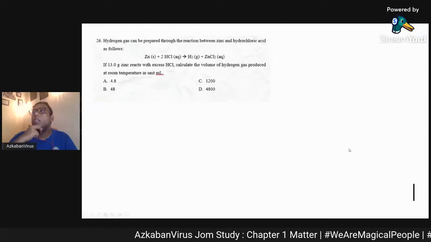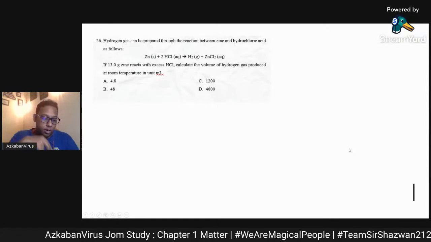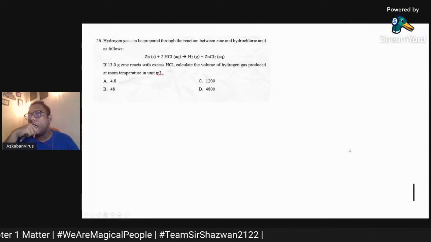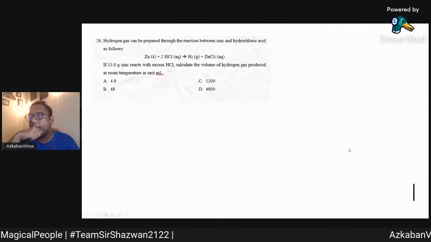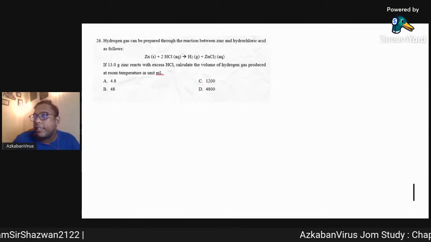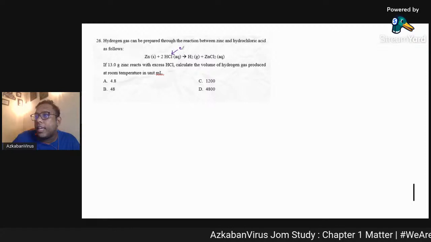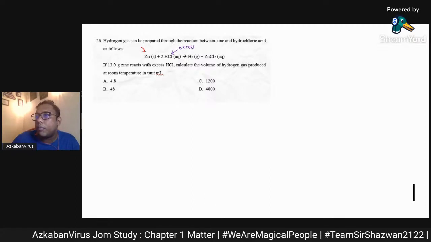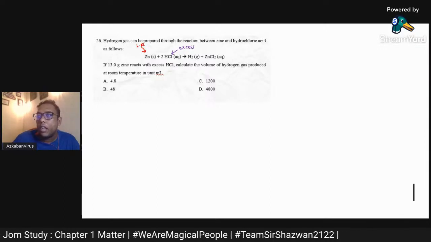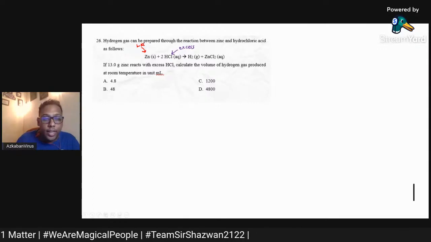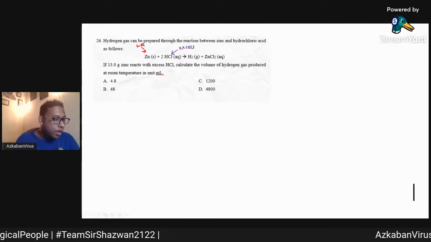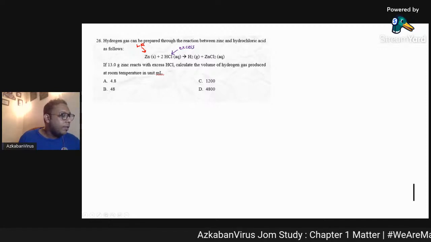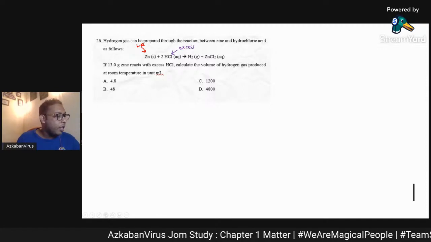Okay, next one. Hydrogen gas can be prepared through the reaction between zinc and hydrochloric acid as follows. If 13 gram of zinc react with excess HCl. Dia dah beritahu saya siap ini adalah excess. Kalau ini adalah excess, automatically ini adalah kita punya limiting reactant. Dan nak tentukan berapa banyak produk yang terhasil, sentiasa tengok kita punya limiting reactant.